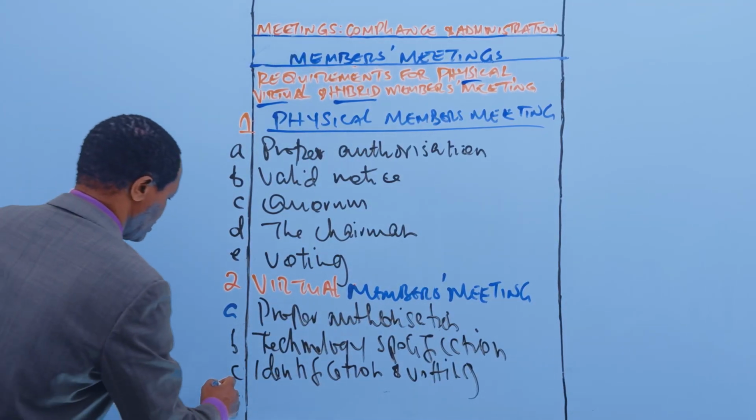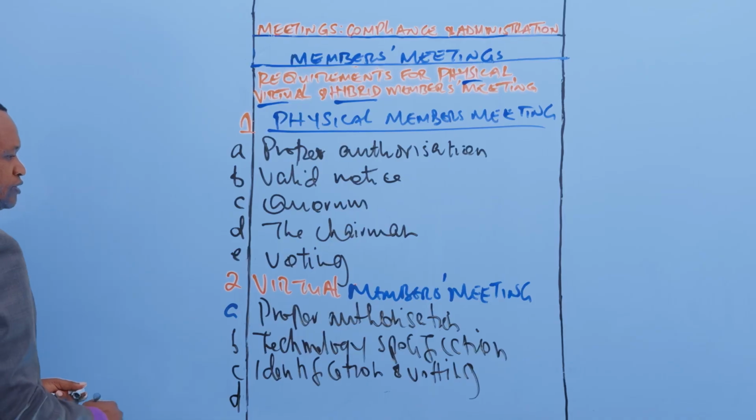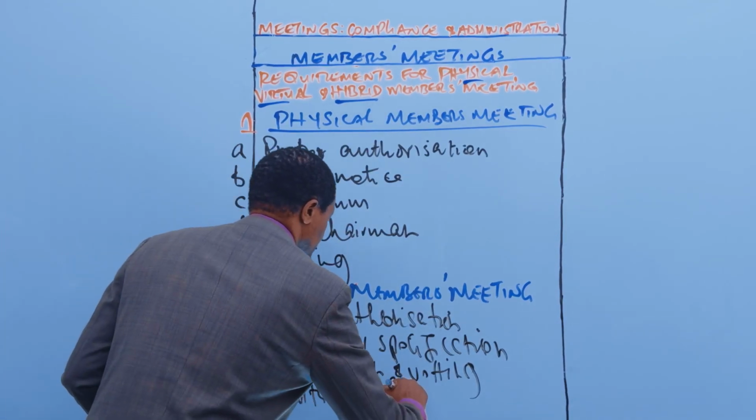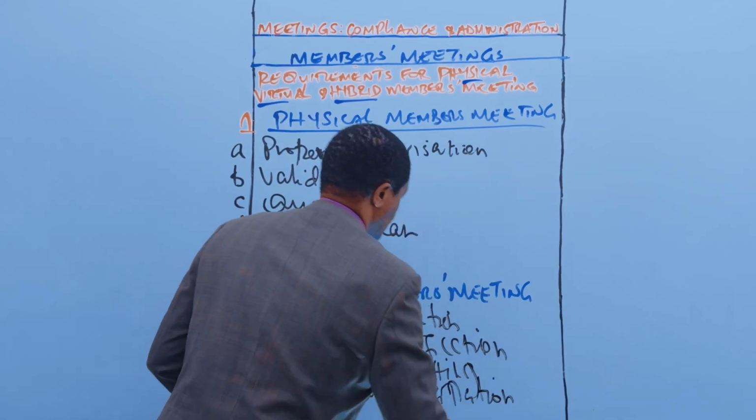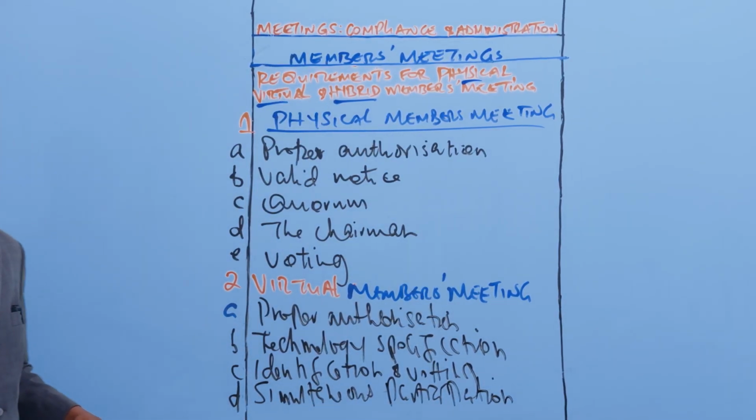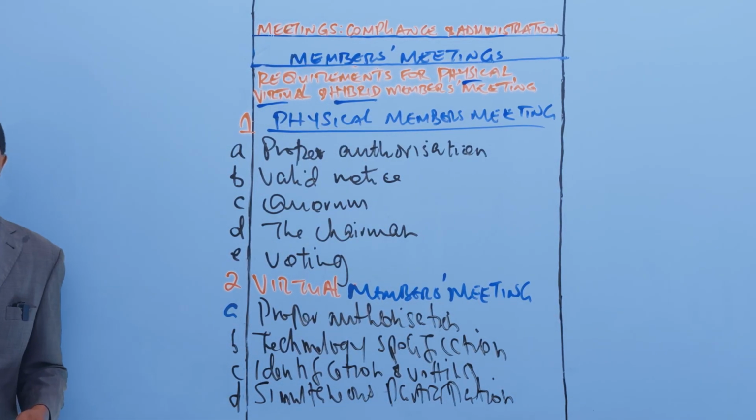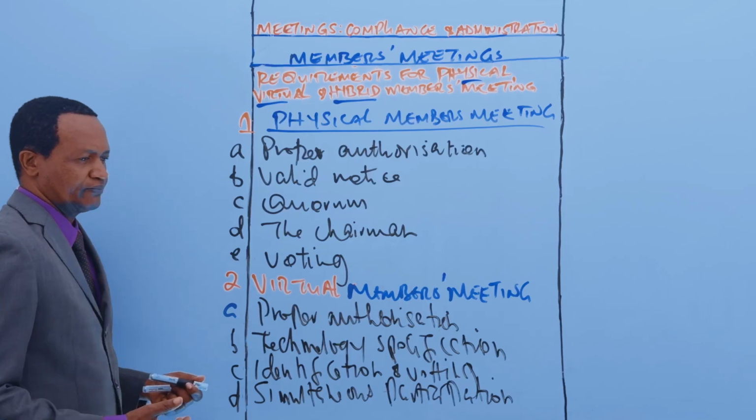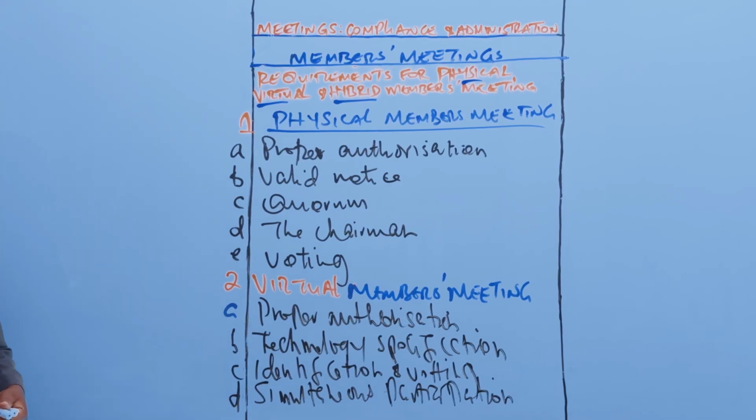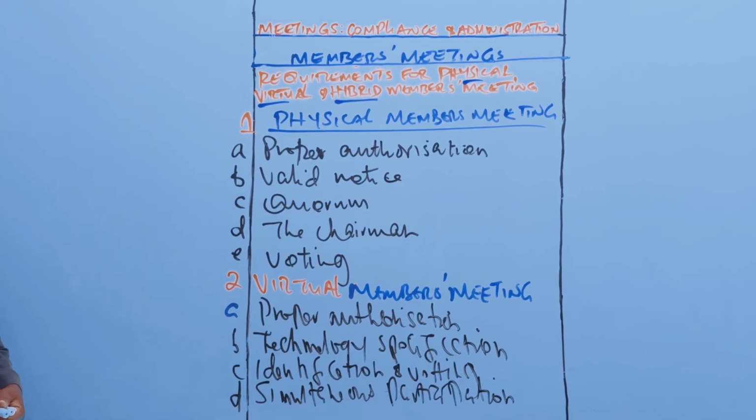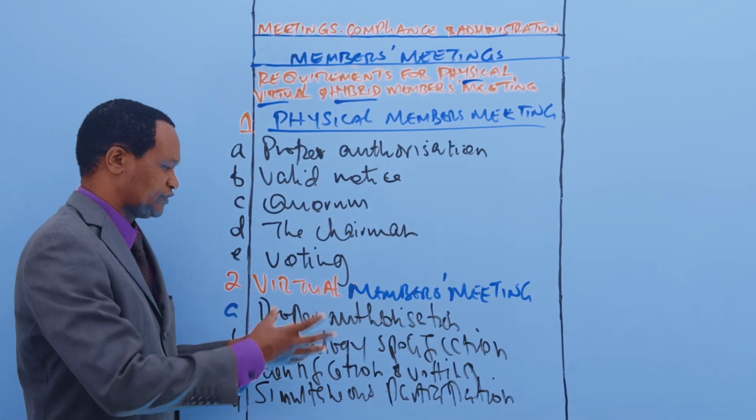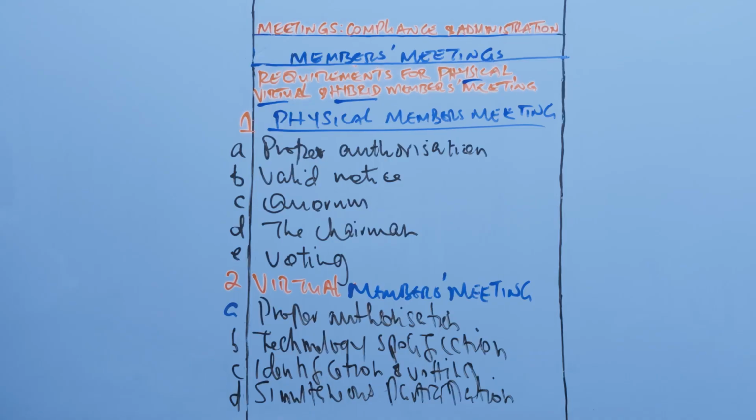Then we'll recall what we discussed the other time. This is simultaneous participation. Simultaneous participation. The platform must allow members to hear, to speak, and ask questions in real time. Because a broadcast only webinar is generally not a valid meeting. It has to have this feature of simultaneous participation.